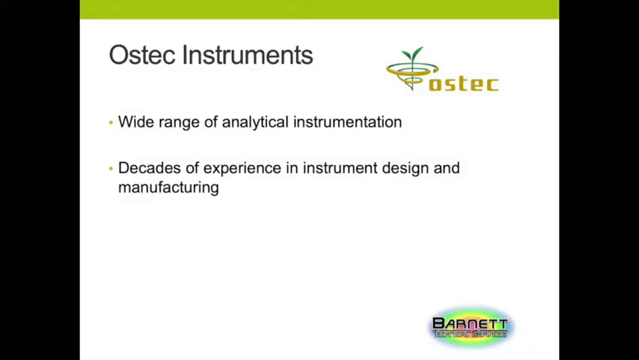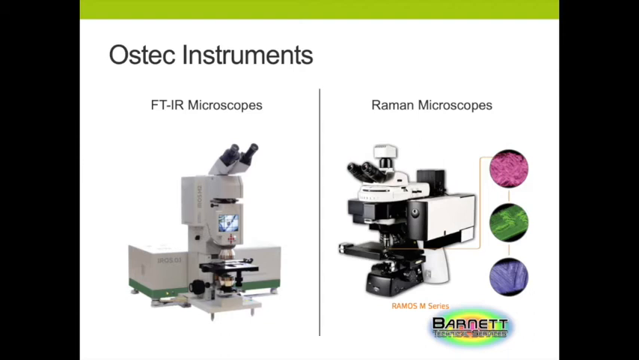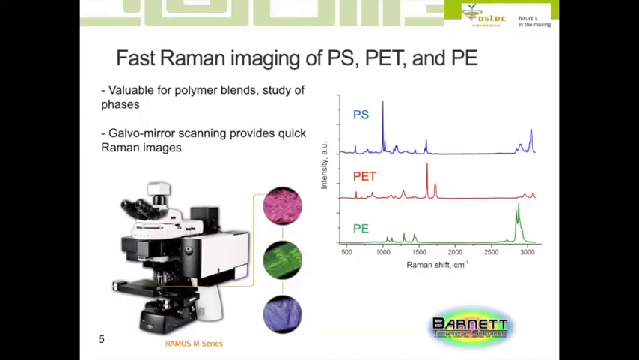First is Ostec Instruments. They're a European company with a wide range of analytical instrumentation. They have decades of experience in instrument design and manufacturing. They manufacture FTIR spectrometers and FTIR microscopes, as well as Raman microscopes. One interesting application is the use of fast Raman imaging, where they implement a galvo mirror scanning system to rapidly move the Raman laser across a surface.